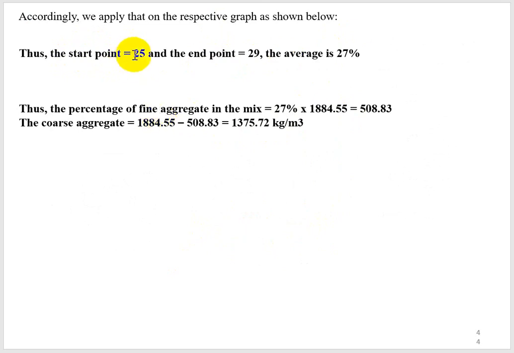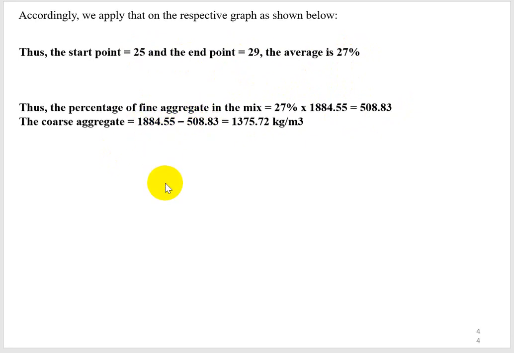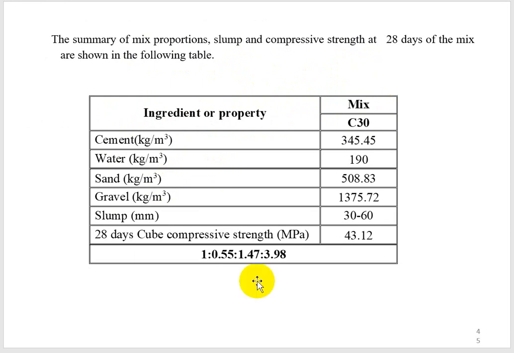In our case, the start point is approximately 25 and the end point approximately 29. So the average of it is 27. Once we get that, we can get the proportion of the fine aggregate, and afterward we get the coarse aggregate by subtracting the fine aggregate from the total aggregate. So there you have it.